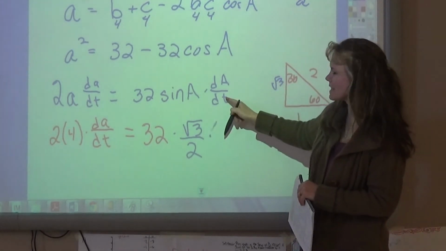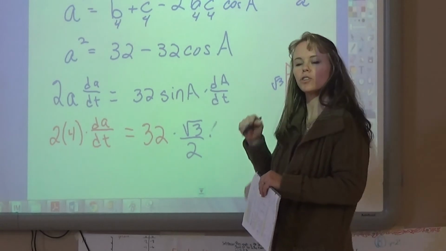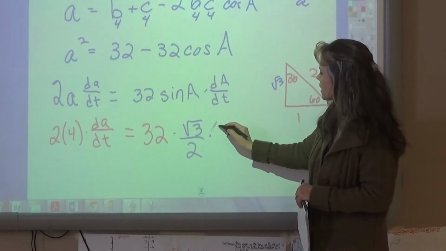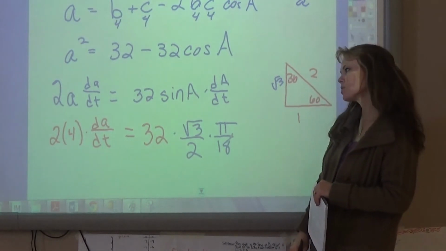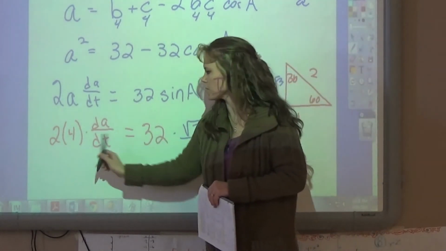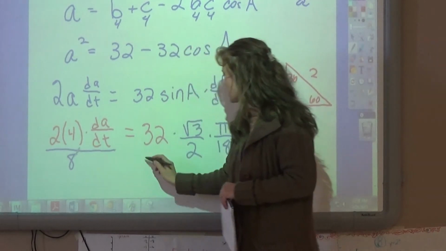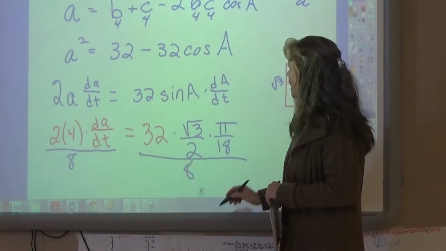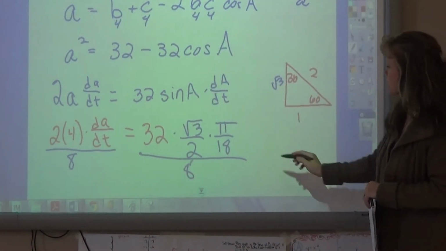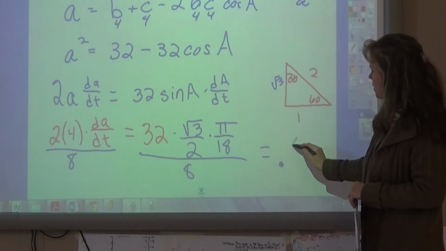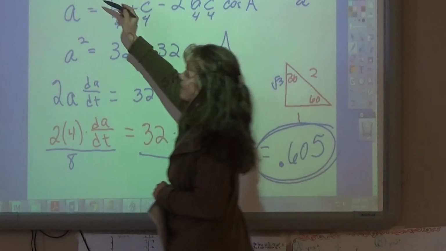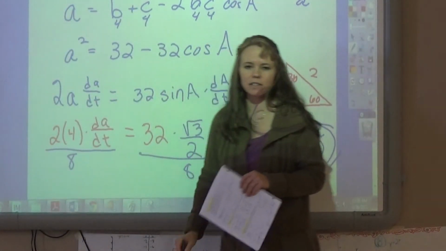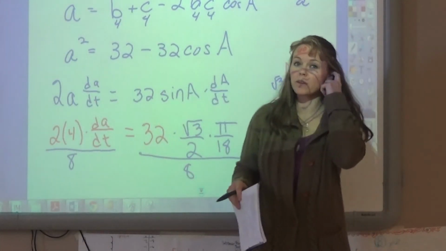Then dA/dt is the thing I did know. It was 10 degrees per minute. So I'm going to put in my pi over 18 there. I'm almost ready to solve. I know that 2 times 4 is 8, so I'm going to divide by 8. With a little calculator button pressing, I end up with the answer 0.605. And that is A on the multiple choice answer on number 56, and I think that one is correct.